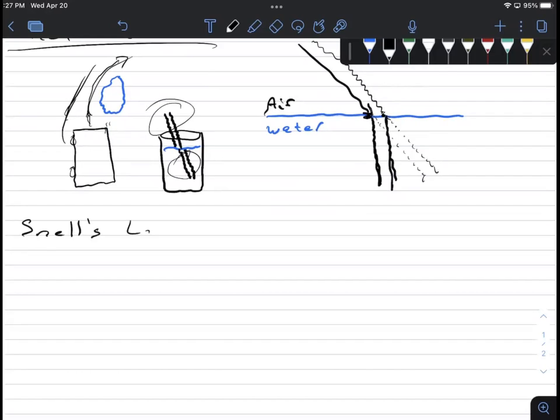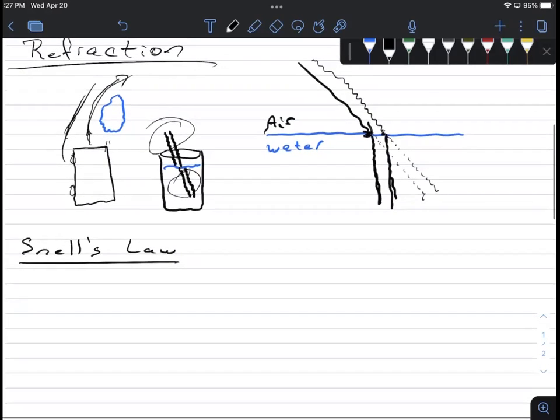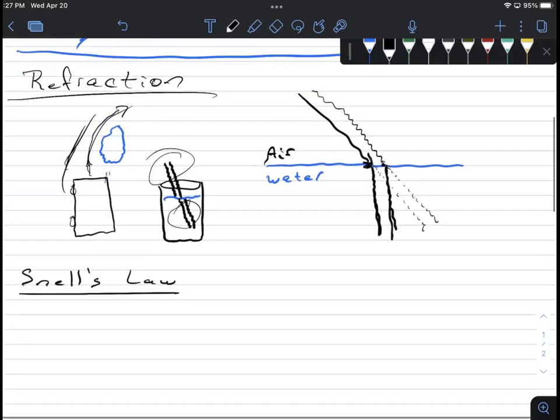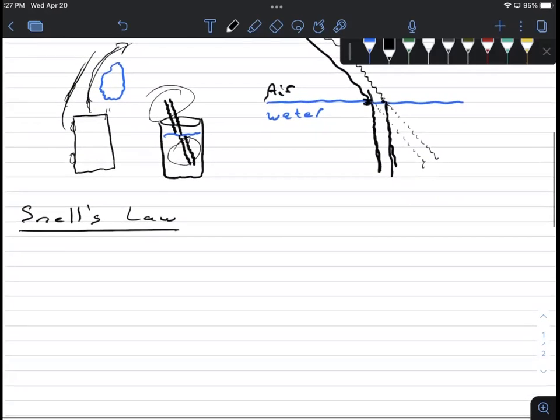Snell's law. And what Snell's law says is, let's say we're going from one medium to another, okay? So maybe from air to water. So the first medium we'll call medium one. The second medium, what the light is going into, is called medium two.